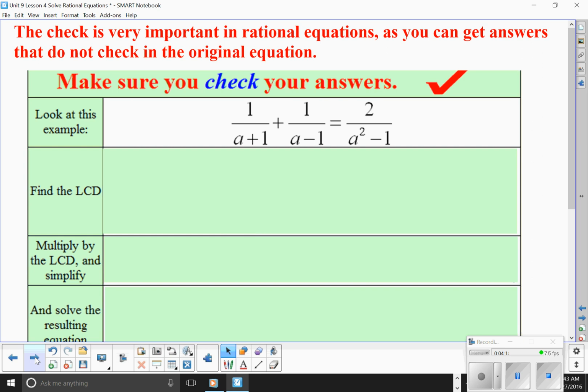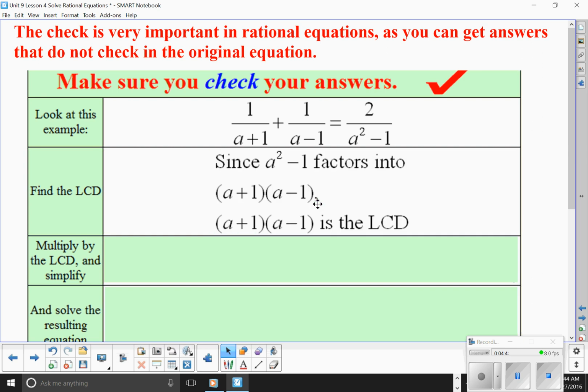Now, the check is very important in rational equations, as you can get answers that do not check in the original equations because of restrictions. So, let's look at this example. 1 over a plus 1 over a minus 1 is equal to 2 over a squared minus 1. First, find the LCD. Well, first thing I would do is I would factor this guy. A squared minus 1 is a difference of squares.